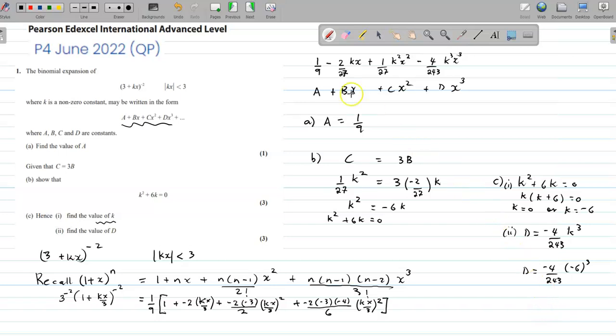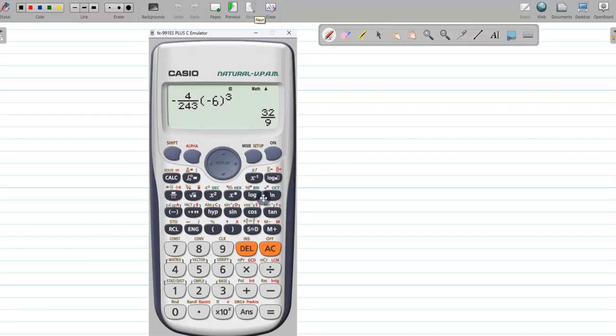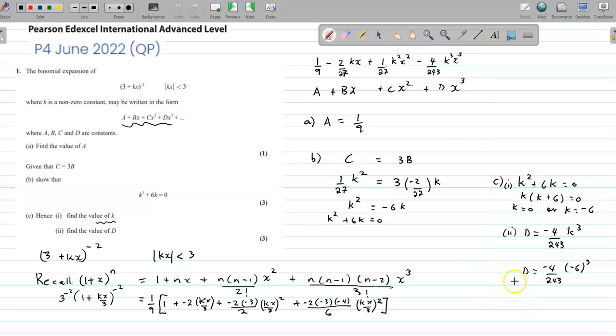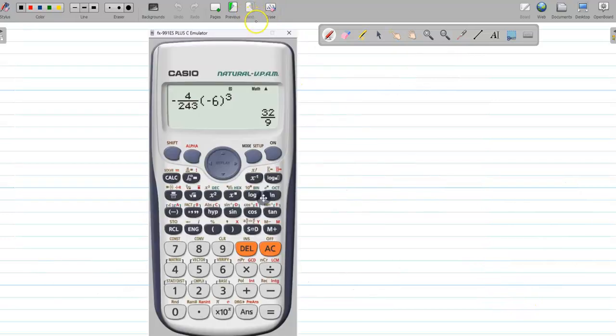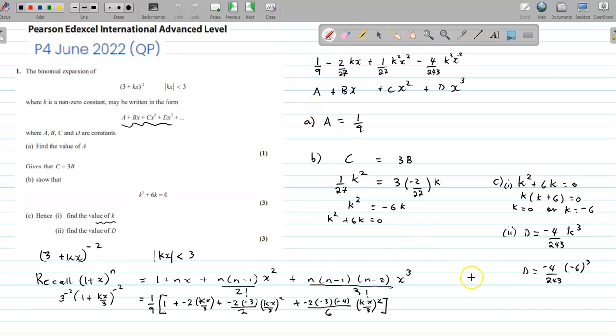And let's input this in our scientific calculator and see what we get. So d is, let's look again, d is 32 over 9. So d equals 32 over 9. So here ends question 1.